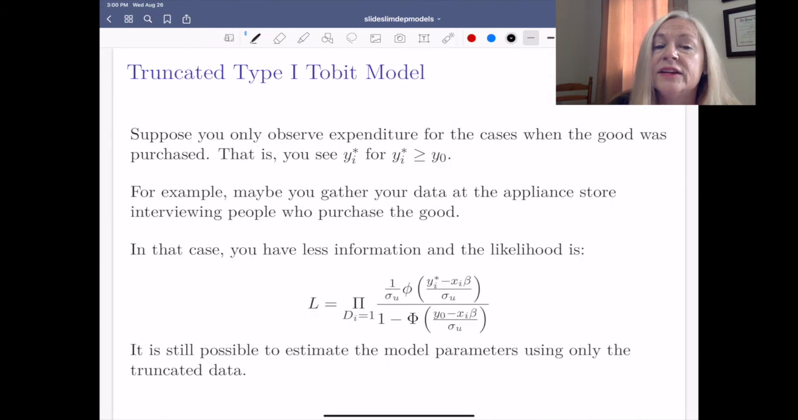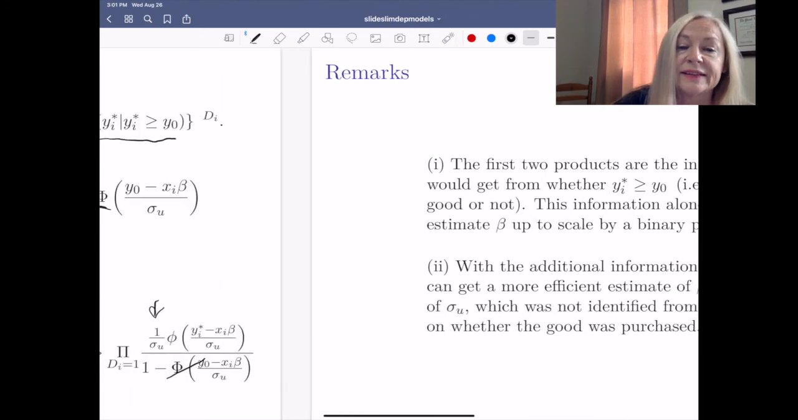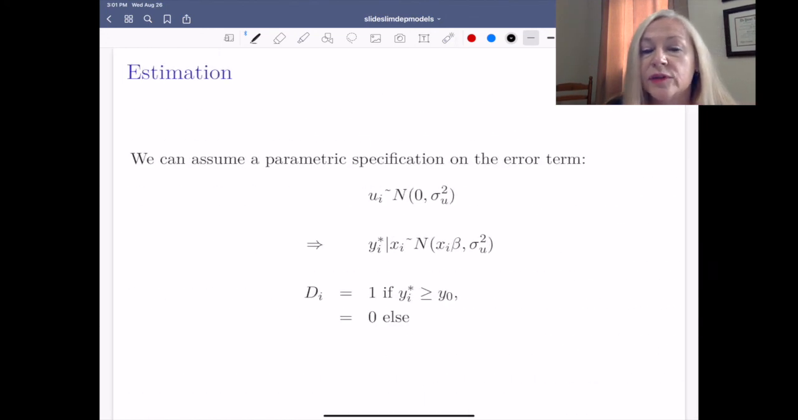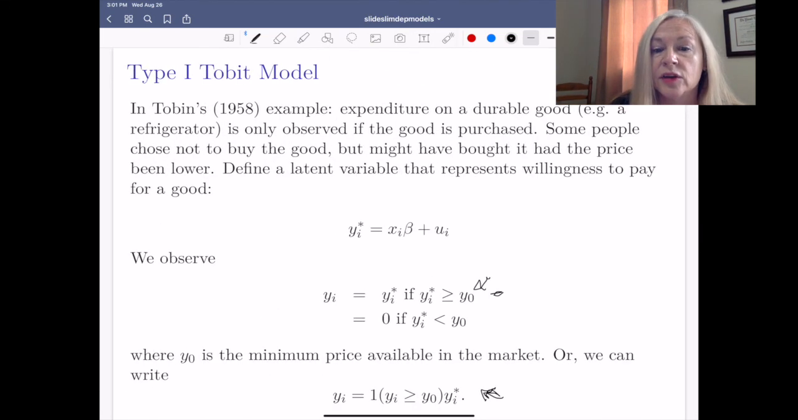All right, now let's look at a truncated model. So this type of model is called censoring. The reason is that we're assuming that you observe things about people that did not buy the good. For people that didn't buy the good, you see their excess and you see that they didn't buy the good. That's called censored data, censoring.